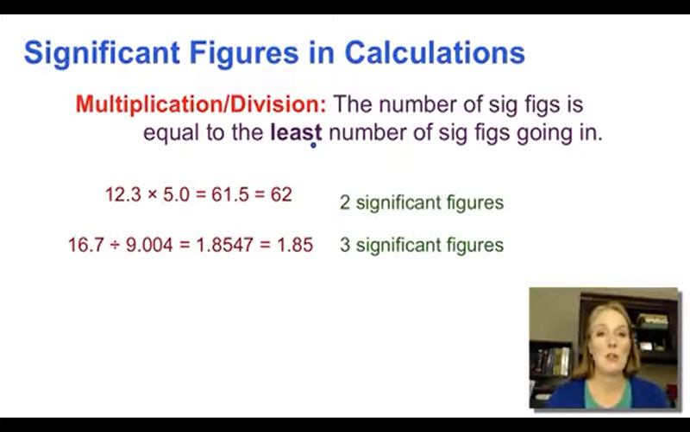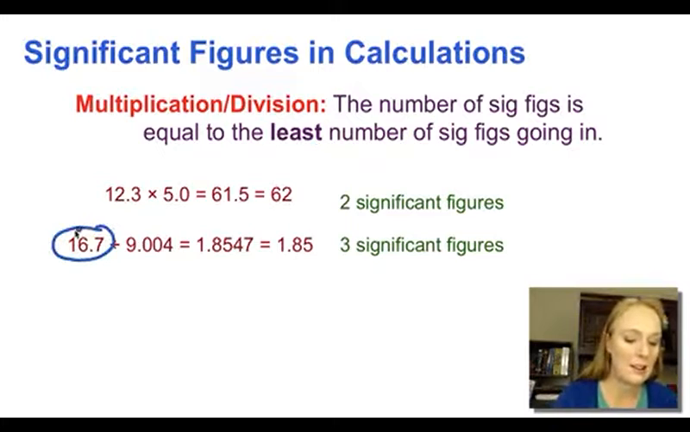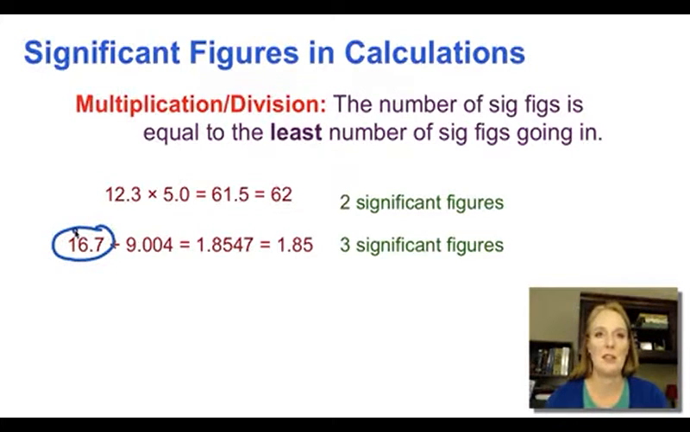The same is true for division. I can take the number 16.7 and divide it by 9.004, and my calculator might actually give me 8 decimal places. But if I just wrote down a few, I would say 1.8547. But I see that in this case, the quantity going in that had the least number of significant figures had 3 significant figures, so my answer should also have 3 significant figures.